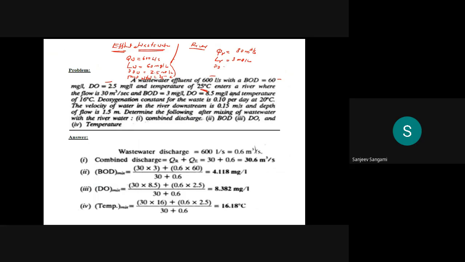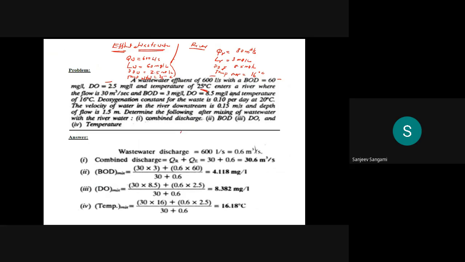Then DO, that is 8.5 milligram per liter. This is for the river. Then temperature of the river is equal to 16. So these things they have given, and here two constants are there.